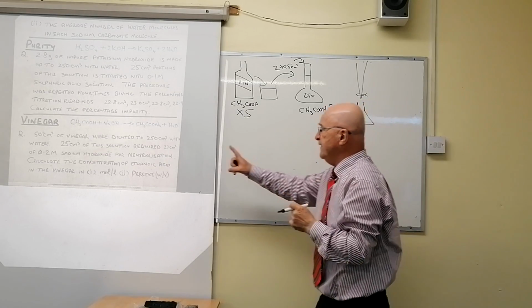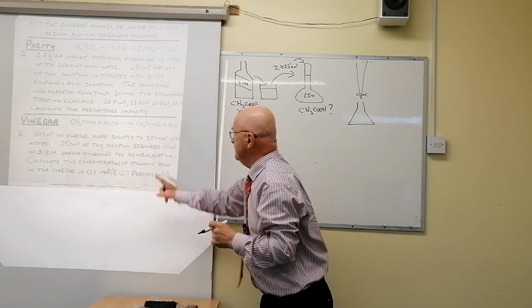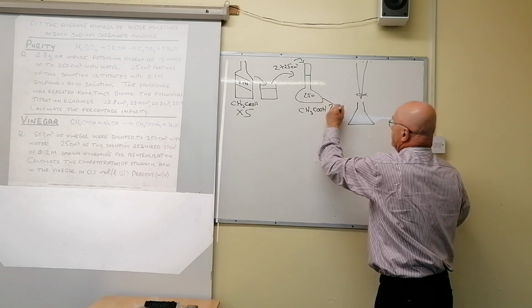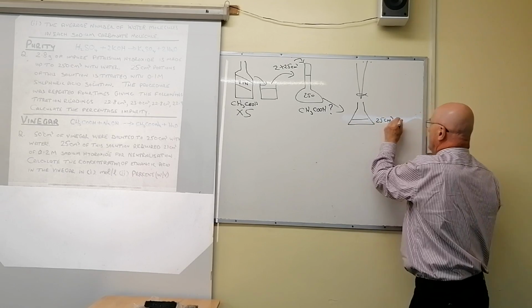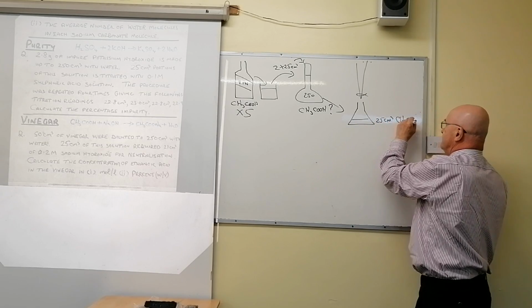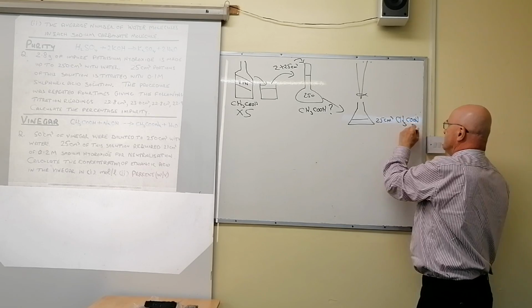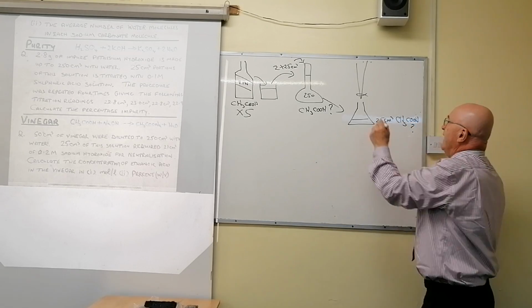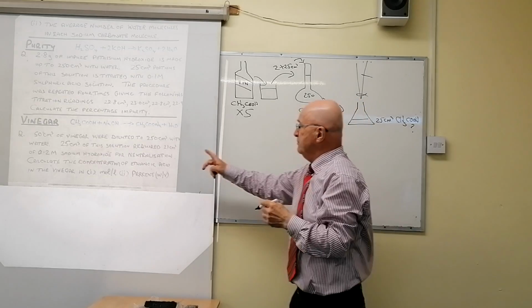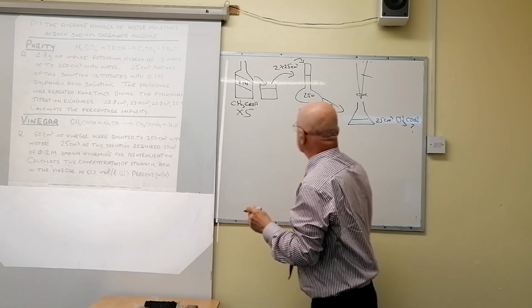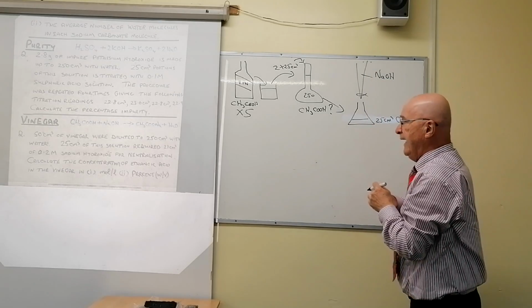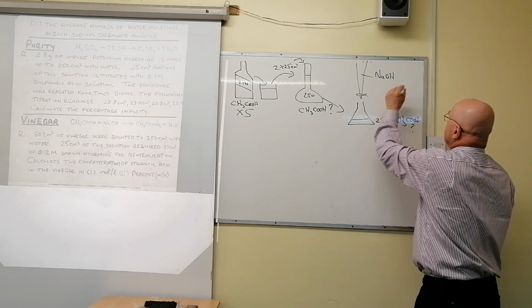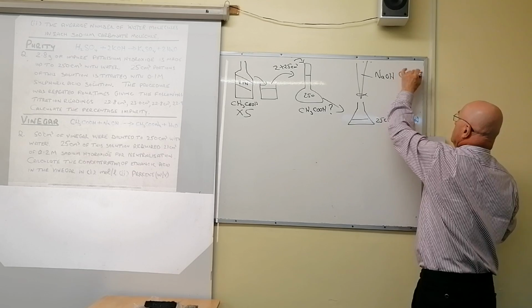It says 25 centimeters cubed of this solution, meaning the vinegar. So this went down here: 25 centimeters cubed of CH3COOH, question mark. We're looking for that. And it was titrated against sodium hydroxide. Sodium hydroxide is up here, and its concentration happens to be 0.2 molar.